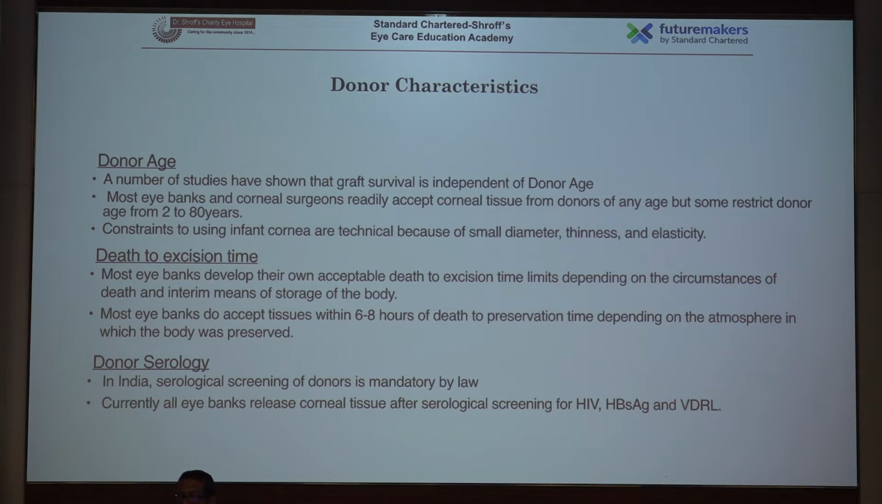Death to excision time, again I would say most eye banks have their own acceptable death to preservation time. It is very important where the eye bank is located. So in very hot areas, you may have to restrict it. Like in our eye bank, we have different DTPs depending on the season. If it's summers, it's 6 to 8 hours. If it is winters, it is up to 12, because winters is real cold in Delhi and around. So most eye banks usually accept 6 to 8, but that is very dependent on where you are posted and how the mortuary is. If you have a good mortuary with a good system, even up to 24 hours is acceptable.